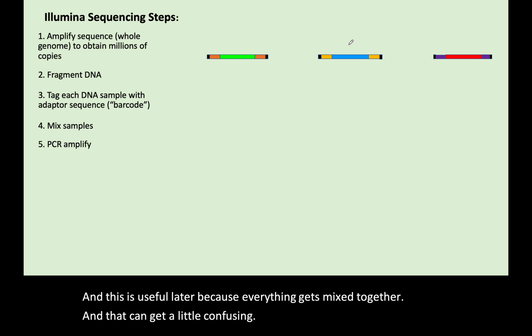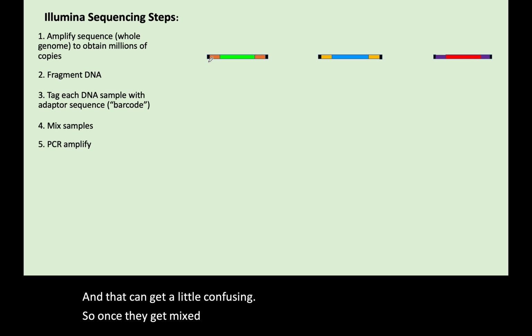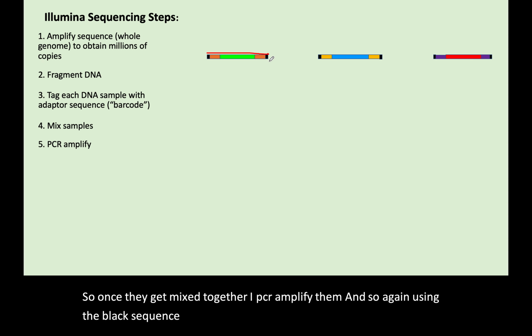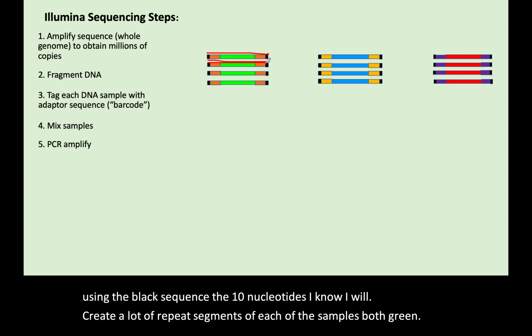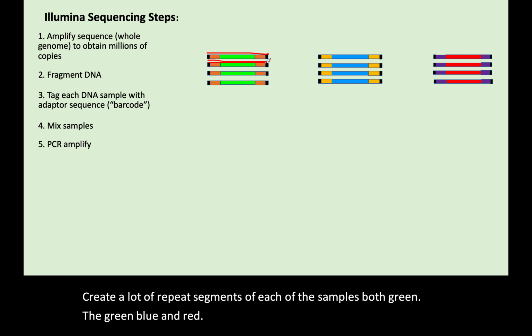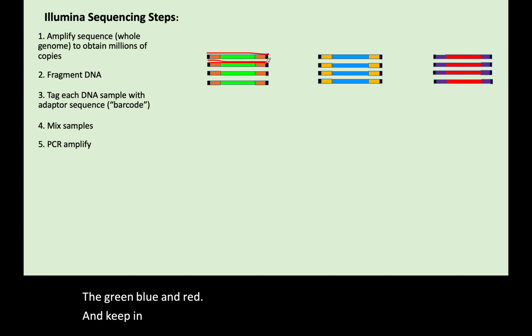So once they get mixed together, I PCR amplify them. And so again, using the black sequence, the 10 nucleotides I know, I will create a lot of repeat segments of each of the samples, both the green, blue, and red segments. And keep in mind that this is occurring at many sites of the genome. So it's not just this particular one site.